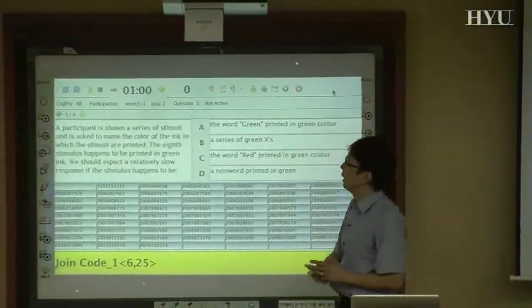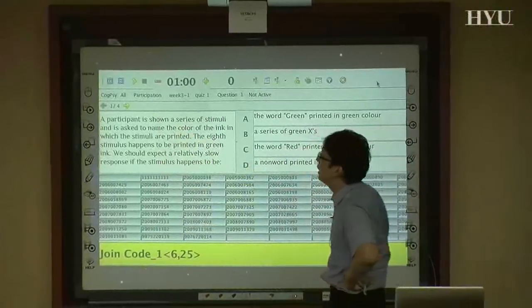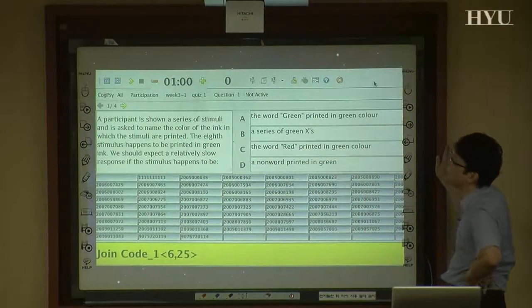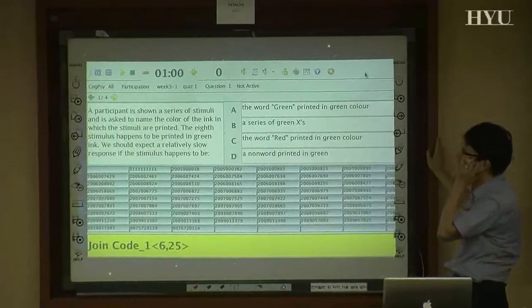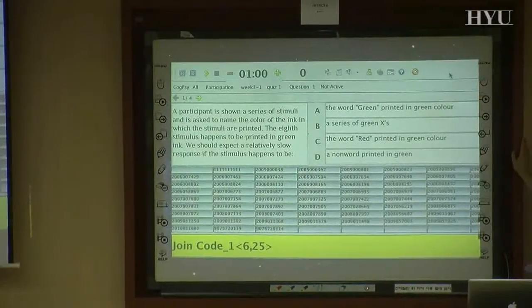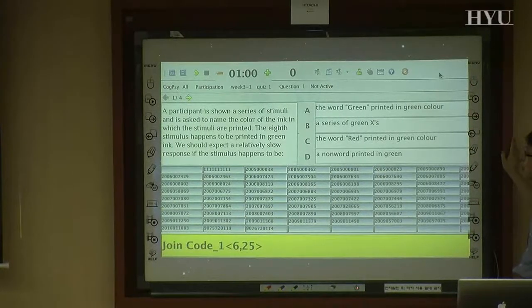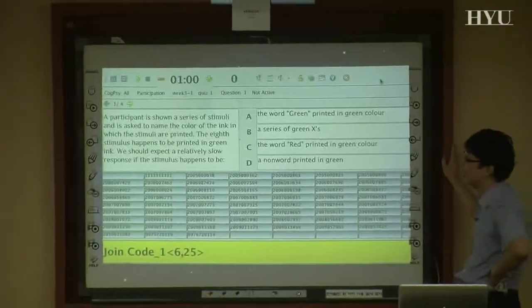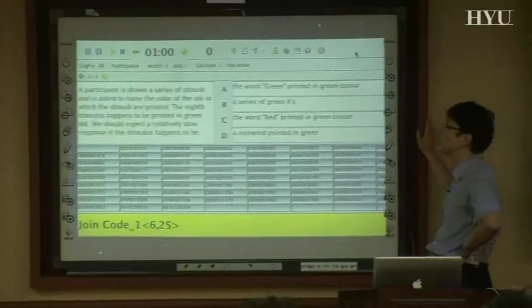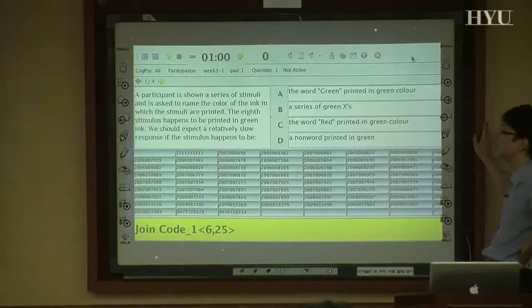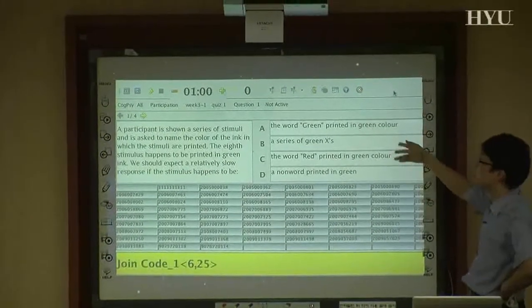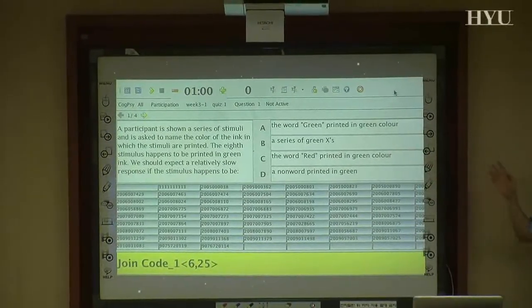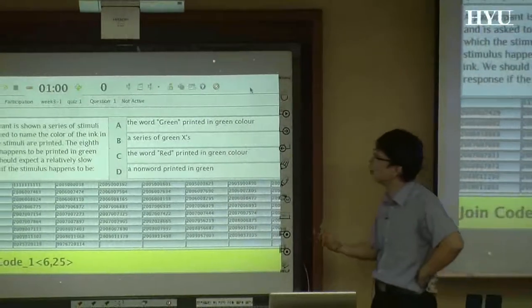Okay, I will give it 1 minute. The question is, a participant is shown a series of stimuli and is asked to name the color of the ink in which the stimuli are printed. The 8th stimulus happens to be printed in green ink. We should expect a relatively slow response if the stimulus happens to be, which means what happens? Which one is most difficult to read or identify the color?